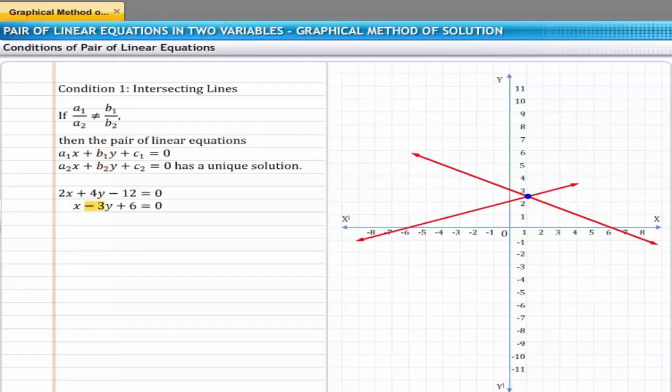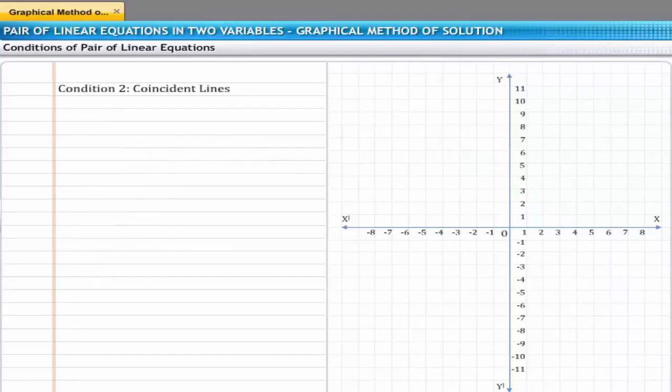On substituting these values in the condition, we get 2 upon 1 is not equal to 4 upon -3. Here the pair of linear equations will have a unique solution. This means that the lines representing these equations intersect only at one point.